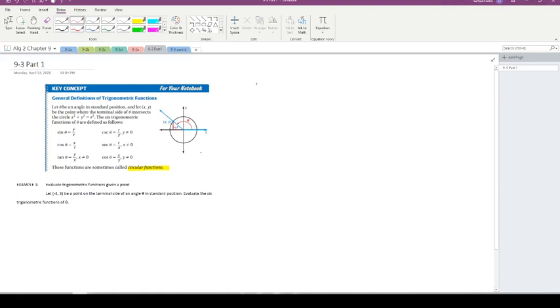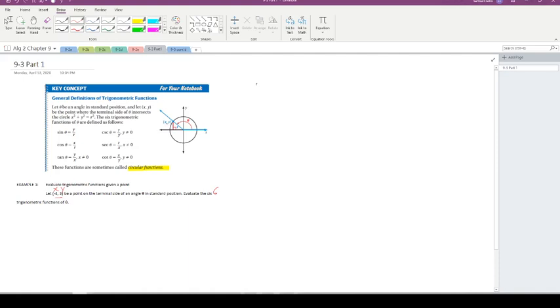So let's evaluate trig functions given a point. Remember that this is x and this is y because it's a point on the terminal side of an angle theta in standard position, which we did in Section 9.1. We want to evaluate the 6 trigonometric functions of theta. The important thing to remember is that you see this right triangle.